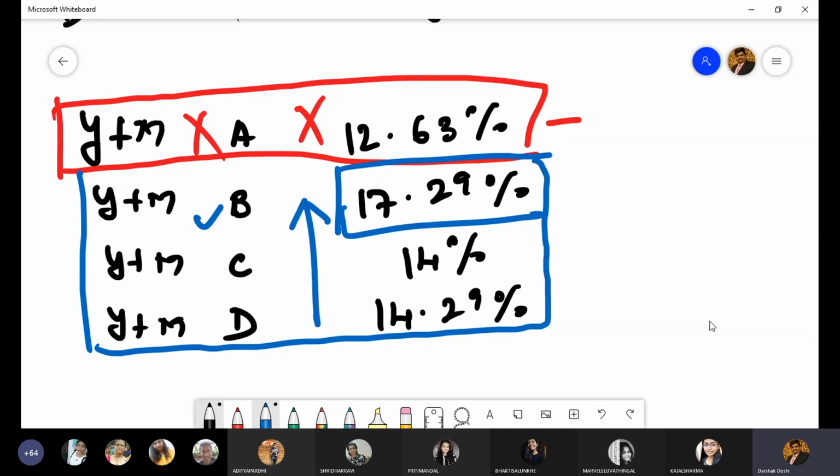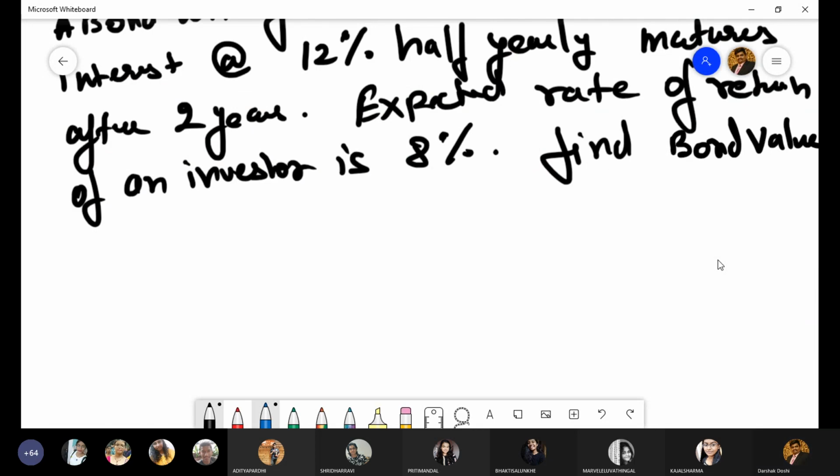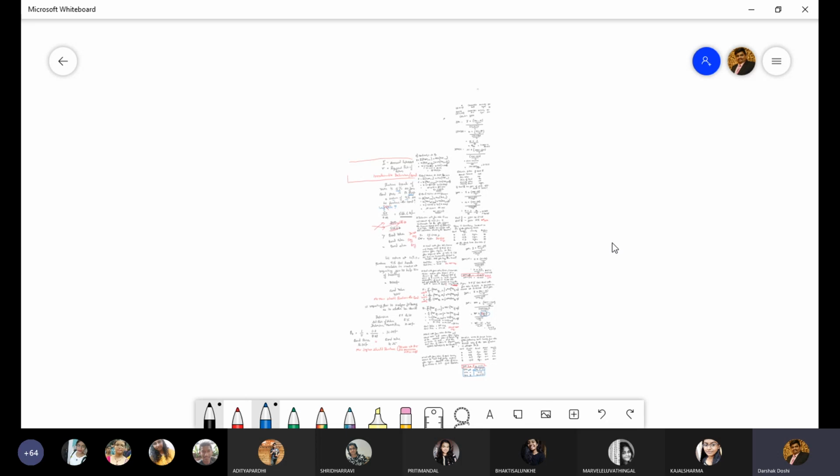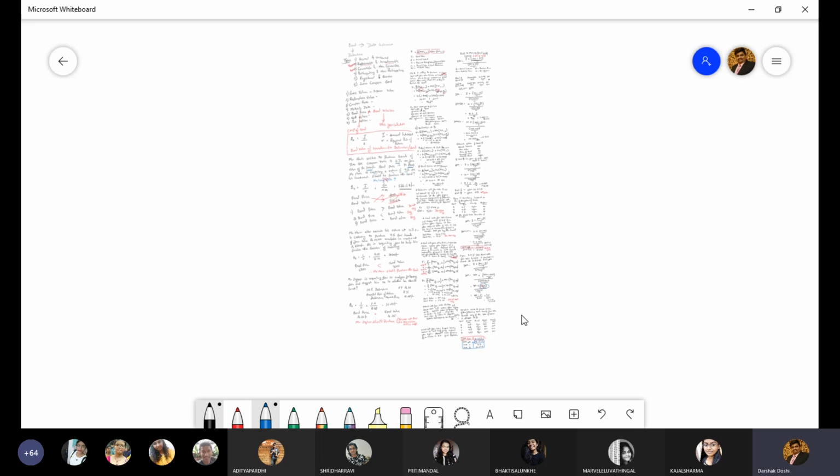Okay, so please write down a sentence. Bond B is suggested as it fulfills the criteria of 14% and is highest among bond B, C, and D. So please repeat.